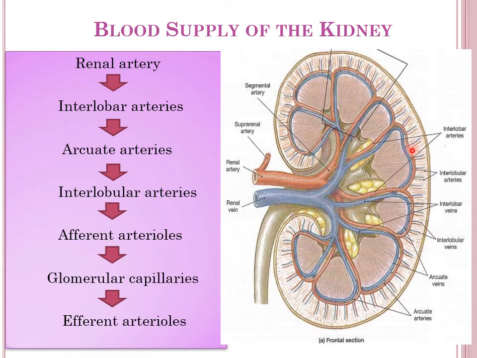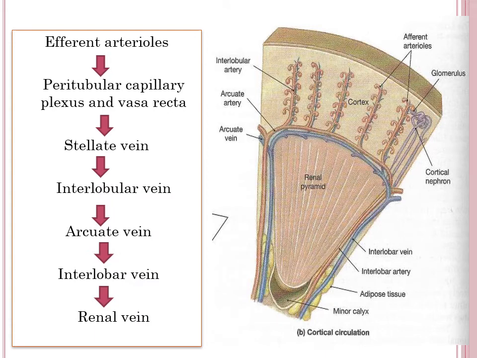Now these arcuate arteries give multiple fine branches that are known as interlobular arteries. And those interlobular arteries ultimately continue as the afferent arterioles. The afferent arterioles enter the glomerular capsule to form a glomerular network, through which they exit as an efferent arteriole.